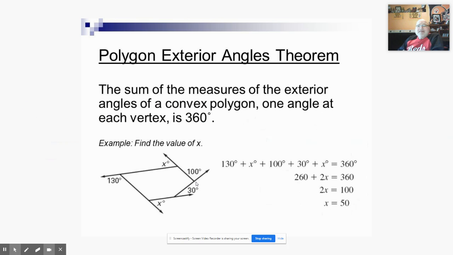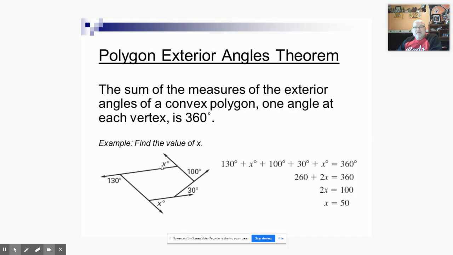And now we talk about exterior angles. An exterior angle of a polygon is simply formed by extending one side. And if you add up all the exterior angles, one angle at each vertex, your sum will always come out to be 360.